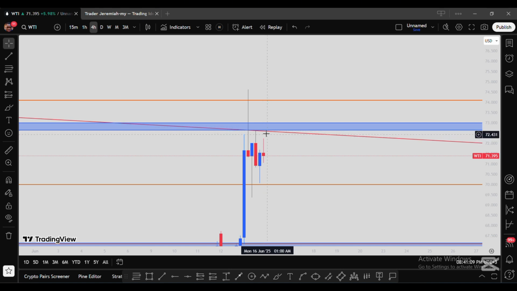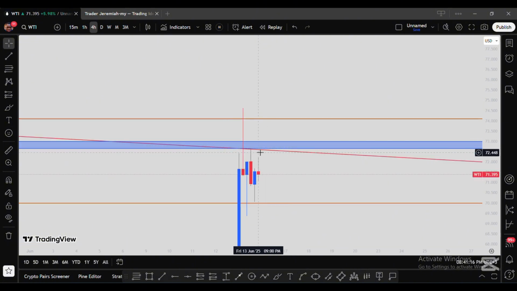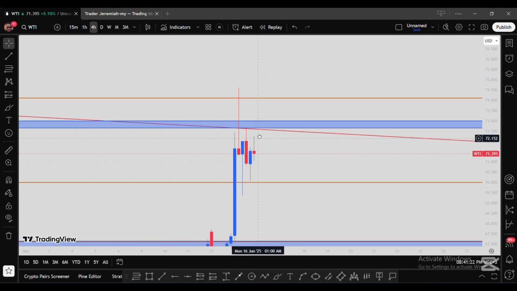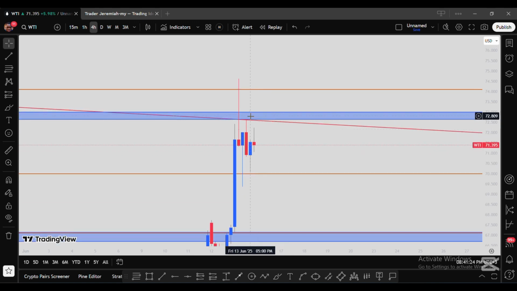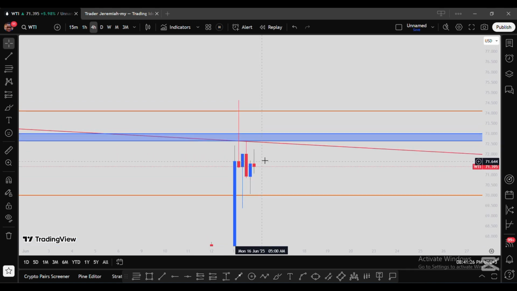So if I could see a clear rejection at this level, I'll be getting into a sell trade from here. If price came back up again to attack this level, I'll be looking to go into a sell trade if we could have a clear rejection at this level.